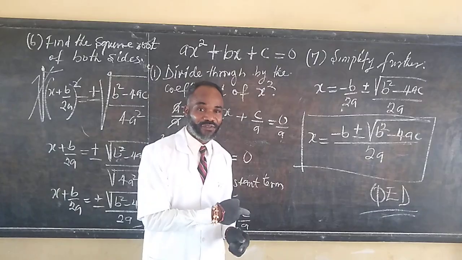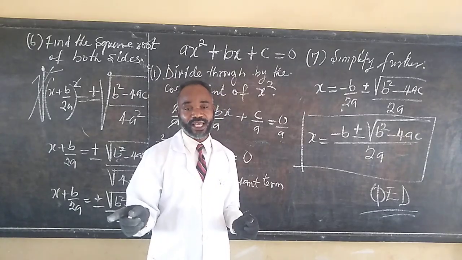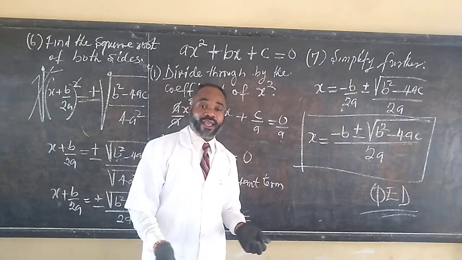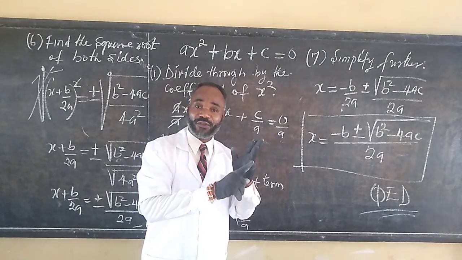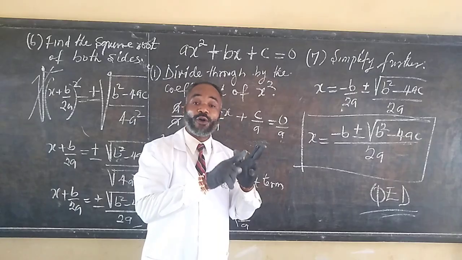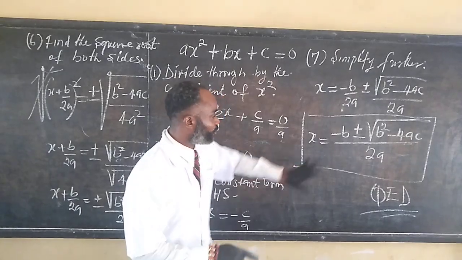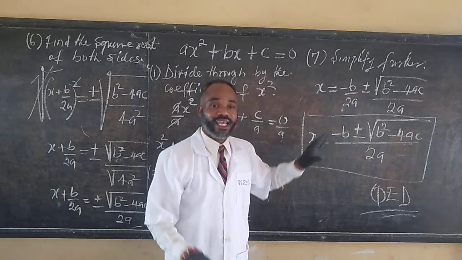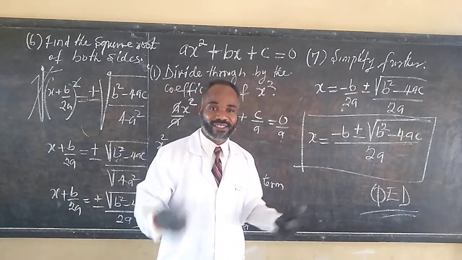We are going to apply this. Solutions to quadratic equations have 4 methods. One is the factorization method. The second one is the completing the square method. The third one is the formula method, which you are looking at on the board. And the last one is the graphical method. We are going to take them one at a time.